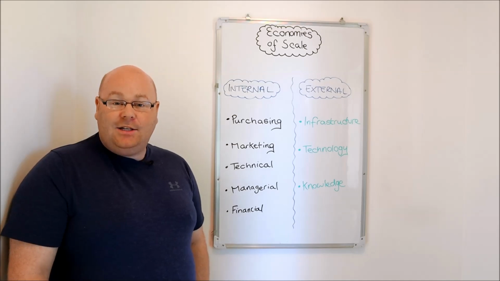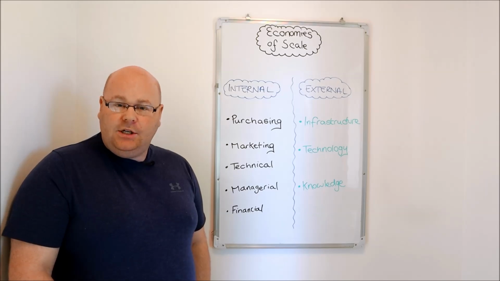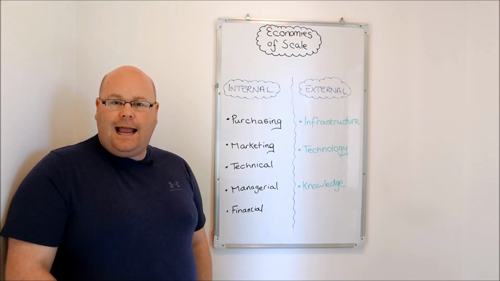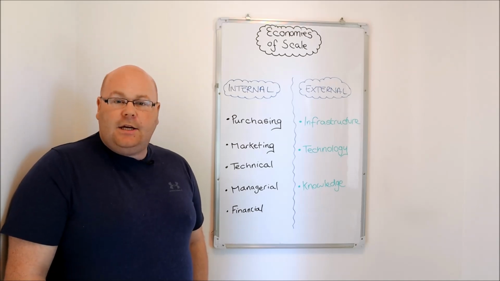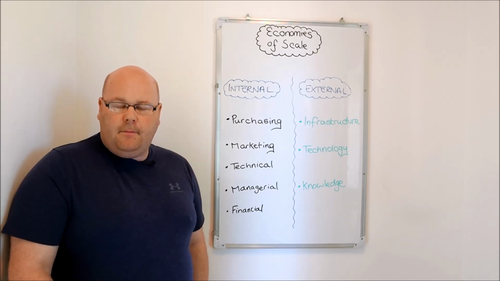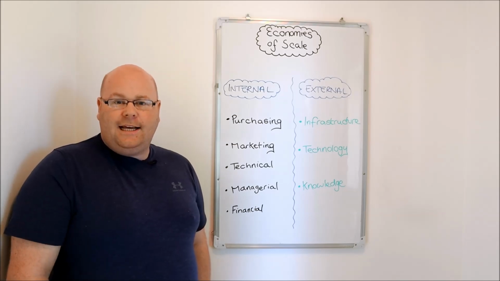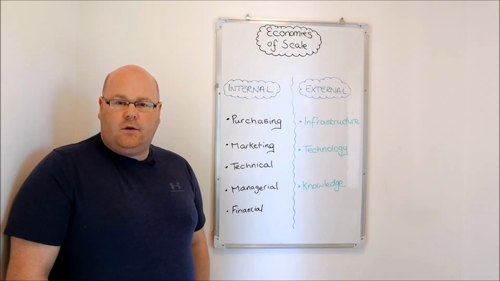Now, when it comes to external economies of scale, rather than these being issues taking place within the organization that are driving down the average cost of producing a unit of output, these are issues that are taking place across the entire industry. So not just one firm benefits from a reduction in unit costs, but all organizations in that industry may experience the same reduction in costs.